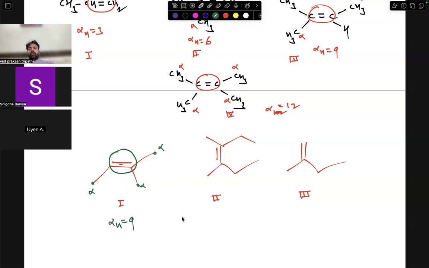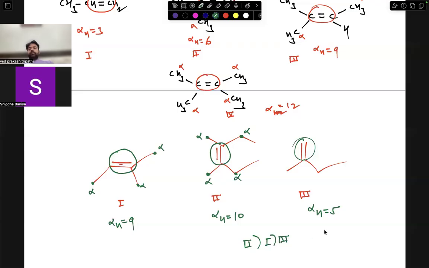9. Okay, now in the second one, how many? 3, 4, 5, 6, 7, 8, 9, 10. Alpha, alpha, alpha, alpha. So 3 to 5, then 8 to 10. What about the third one? 3, 4, 5. Very good. So the more alpha H, the more the stability. So second, then first, then third.